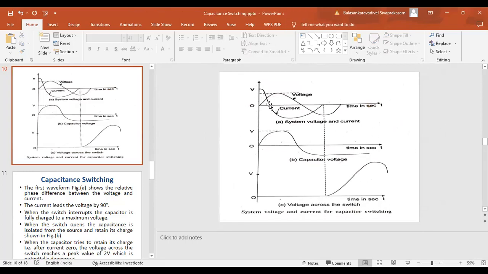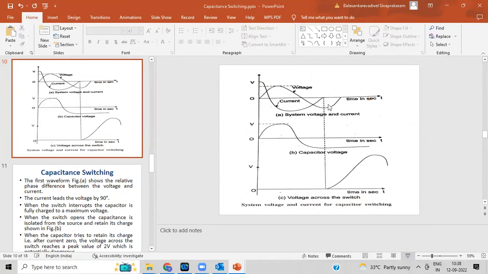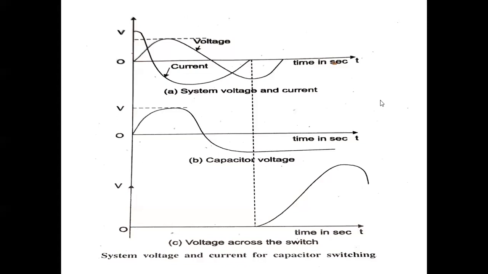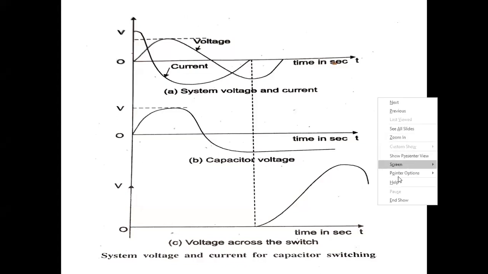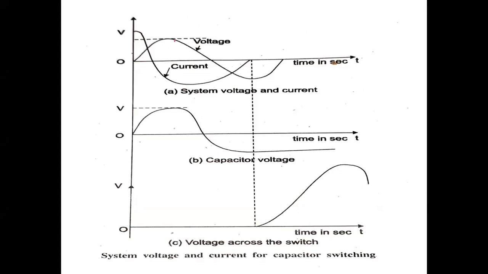The first waveform is nothing but the voltage waveform, and the second waveform is nothing but the current waveform. See here, this one is the voltage waveform. The second one is nothing but the current waveform. So here the current leads the voltage by an angle of 90 degrees. So this is the first waveform.